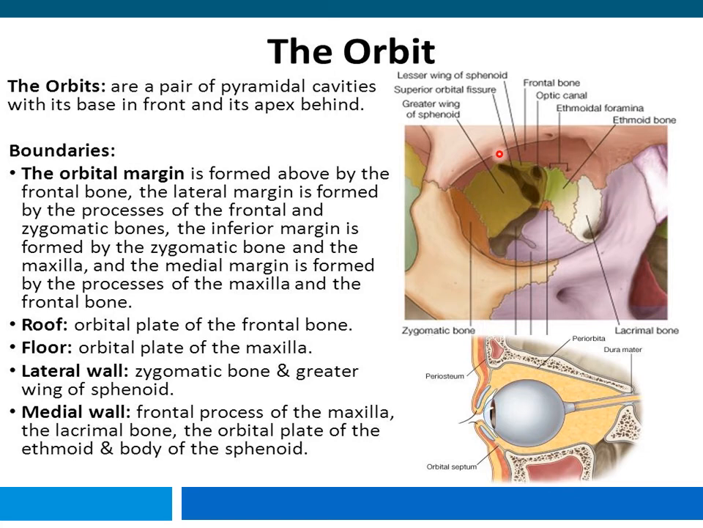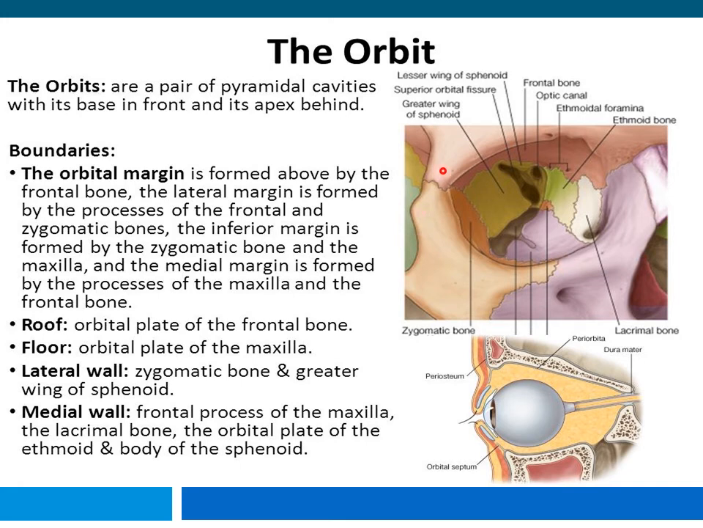The roof is formed by the orbital plate of the frontal bone. This is the orbital plate of the frontal bone, and this is the roof of the orbit. The floor is formed by the orbital plate of the, sorry students, the floor is formed by the orbital plate of the maxillary bone. So this is the maxillary bone. The orbital plate of the maxillary bone forms the floor.